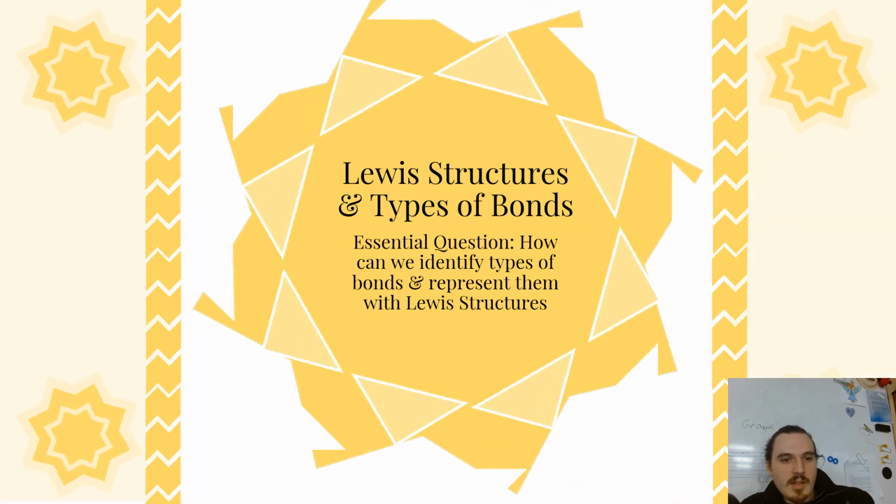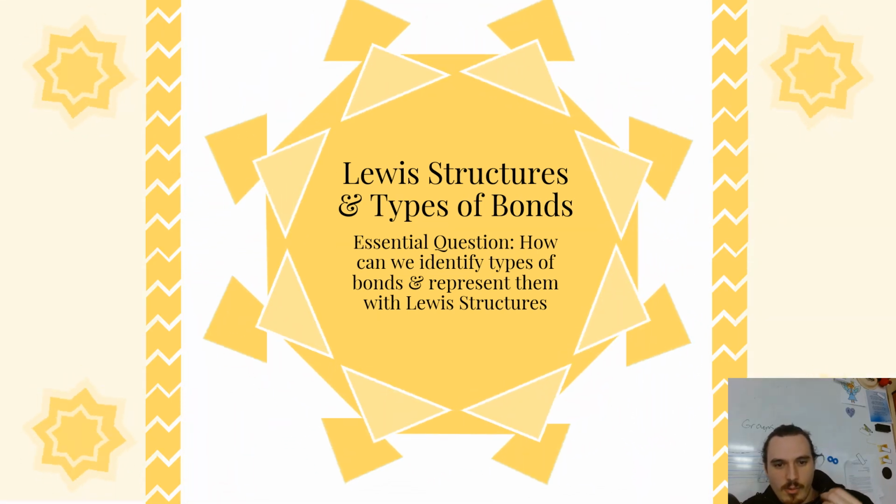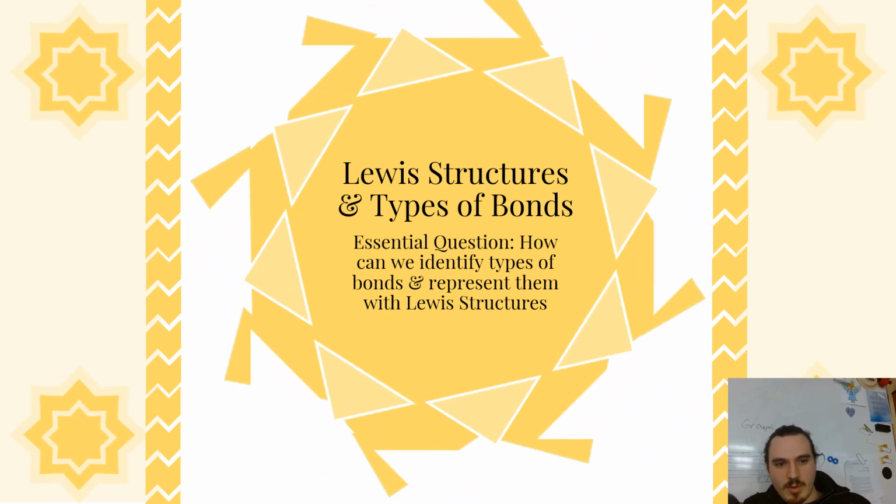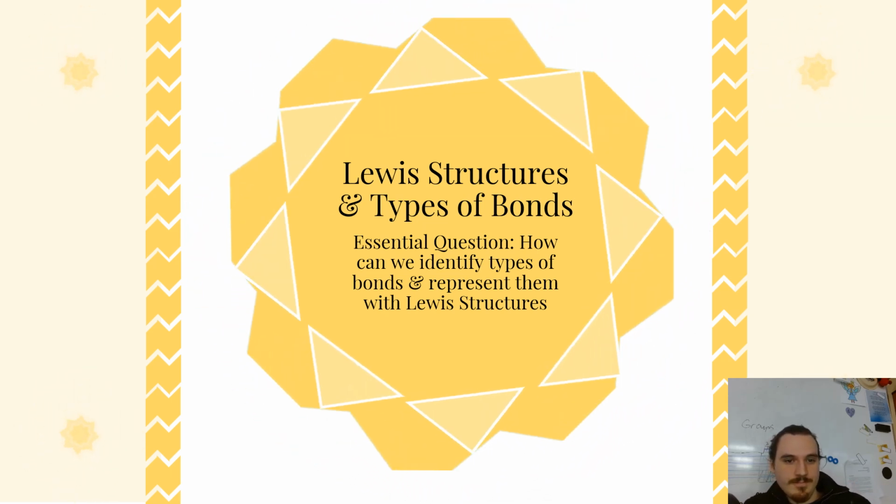All right, so today we're going to talk about Lewis structures and get into some types of bonds, to answer the essential question: how can we identify types of bonds and represent them with Lewis structures?